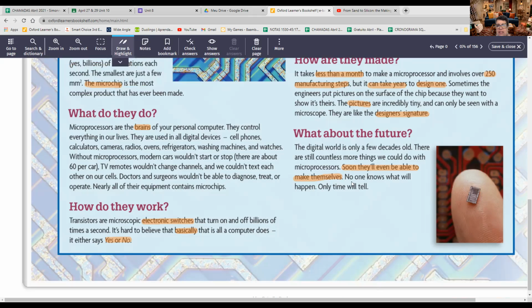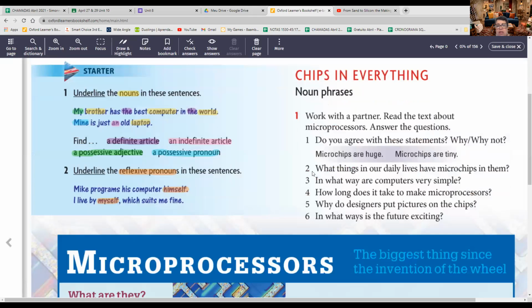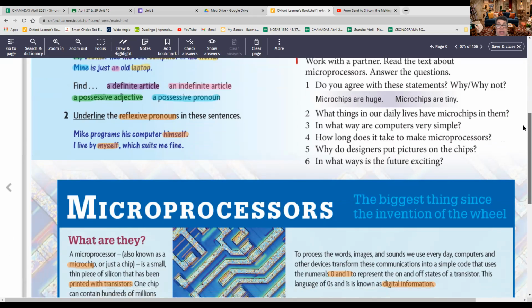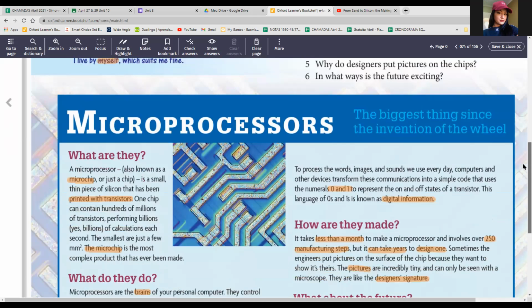Okay, let me just highlight that. This is very important to answer. So let's try to answer the questions, Bruna. Now we highlighted some important pieces of information. And then here we have number 2: what things in your daily lives have microchips in them? We've already answered. Question number 3: in what ways are computers very simple? We have the answers right there.